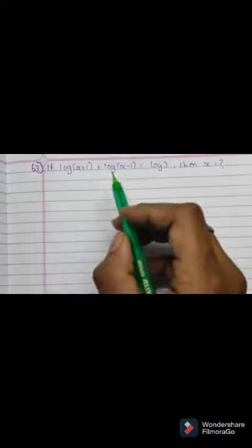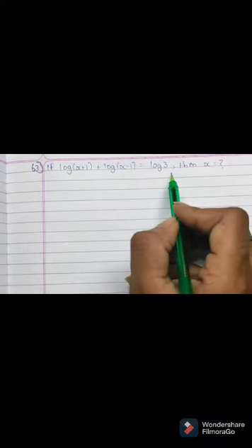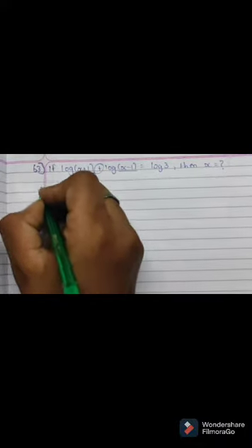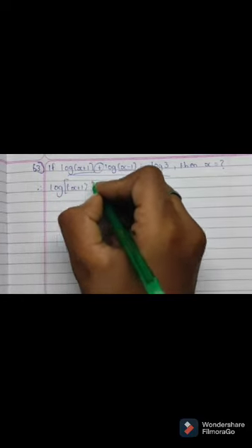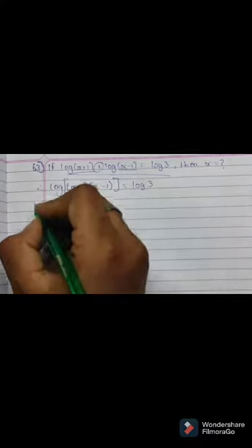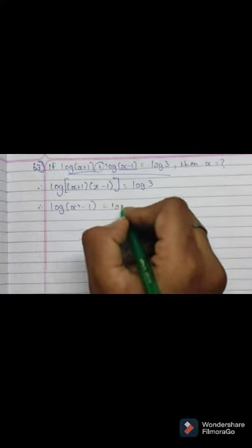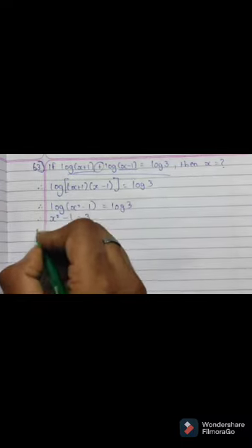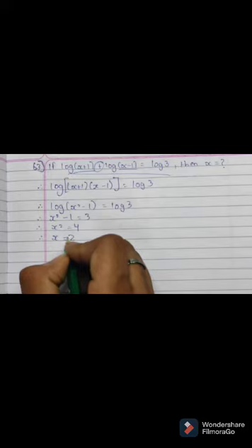Now here we need to find the value of x in log (x plus 1) plus log (x minus 1) equals log 3. Now we can see a plus sign, so we can multiply both terms. Therefore we can write this whole as log of (x plus 1) into (x minus 1) is equal to log 3. Therefore log (x square minus 1) equals log 3. Therefore x square minus 1 equals 3. Therefore x square will be equal to 4. Therefore x will be equal to 2.